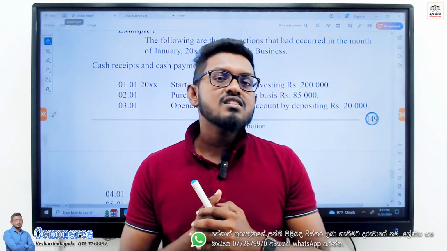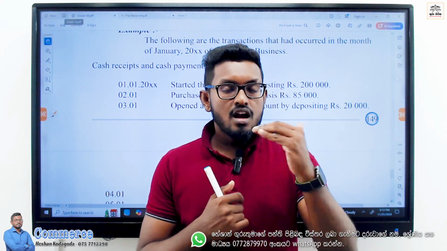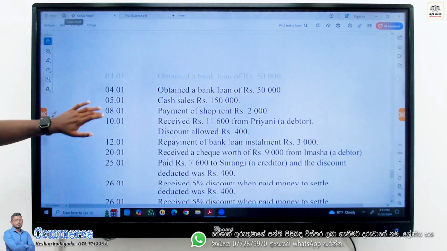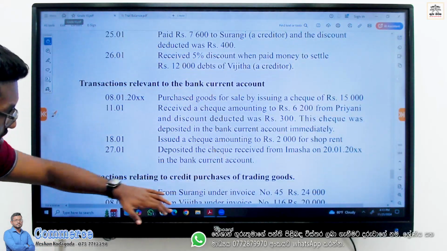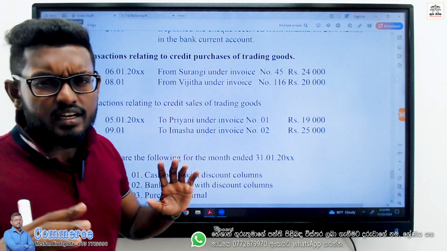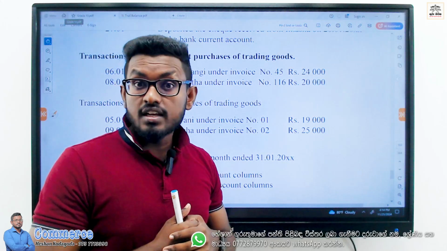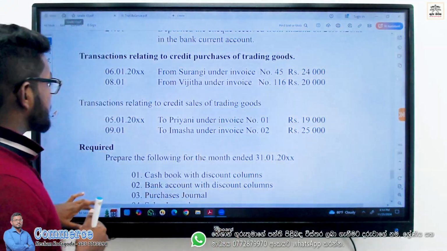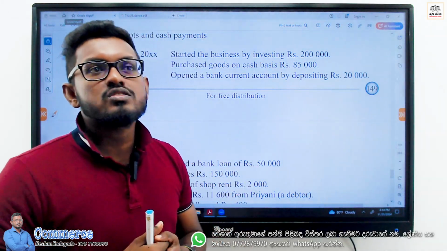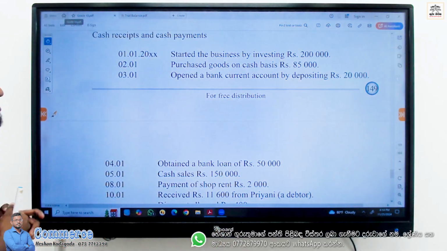I'm going to number the transactions according to the date order, not by the transaction type. In here, you can see everything: cash related transactions, bank related transactions, and credit purchases and credit sales. I'm going to ignore those. I don't want them. Understand? We need to organize the transactions based on the date order. First, these are the January month transactions, right? Let's take the year 2024. So it's already finished, the 2024 January month transactions.